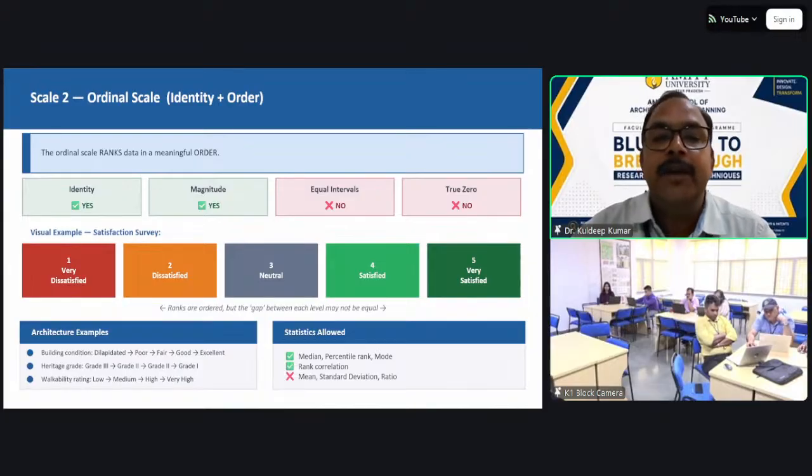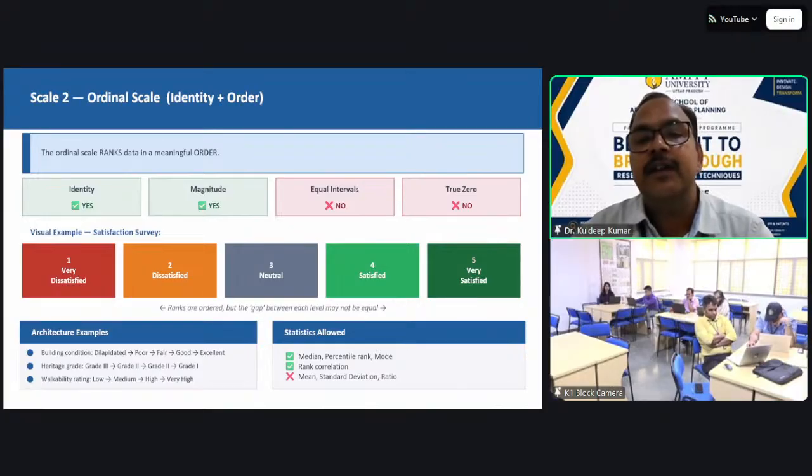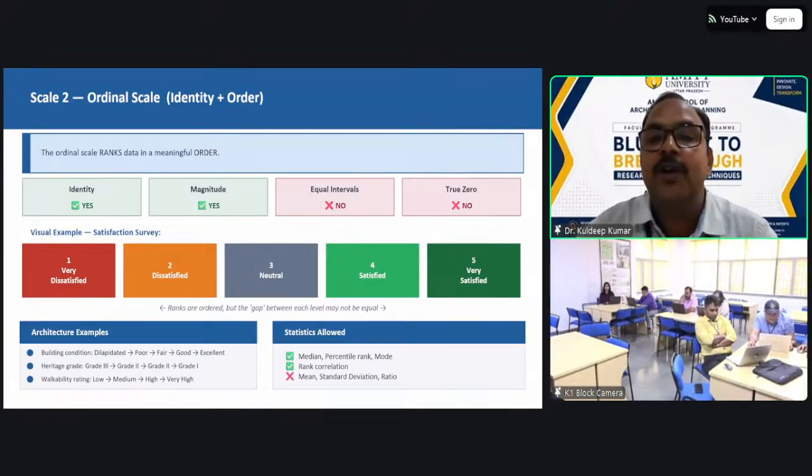Maybe we can see this on a satisfaction scale. Like 1 is very dissatisfied, 2 is dissatisfied, 3 is neutral, 4 is satisfied, and 5 is very satisfied. So we clearly know that 5 is better than 4, and 4 is better than 3. So the ranking is real and meaningful here. But the gap between neutral and satisfied, or maybe the gap between satisfied and neutral, may not be the same. We don't know that. It might be or it might not be. So that is the basic fundamental limitation with ordinal data. Ranking is there, but the gap is not equal.